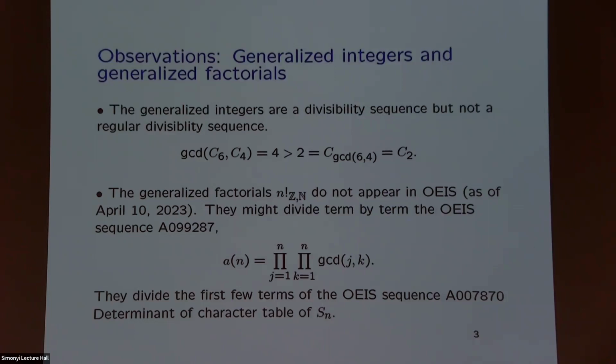The OEIS gave me three sequences that match for the first few terms. One of them is the product from j equals 1 to n and k equals 1 to n of the GCD of jk. And I bet the sequence we have is going to divide that. Another one is the determinant of the character table of Sn. I don't know that it divides, because I haven't tested the full set of things there, but it certainly divides the first. This thing appears inside the first set of those.